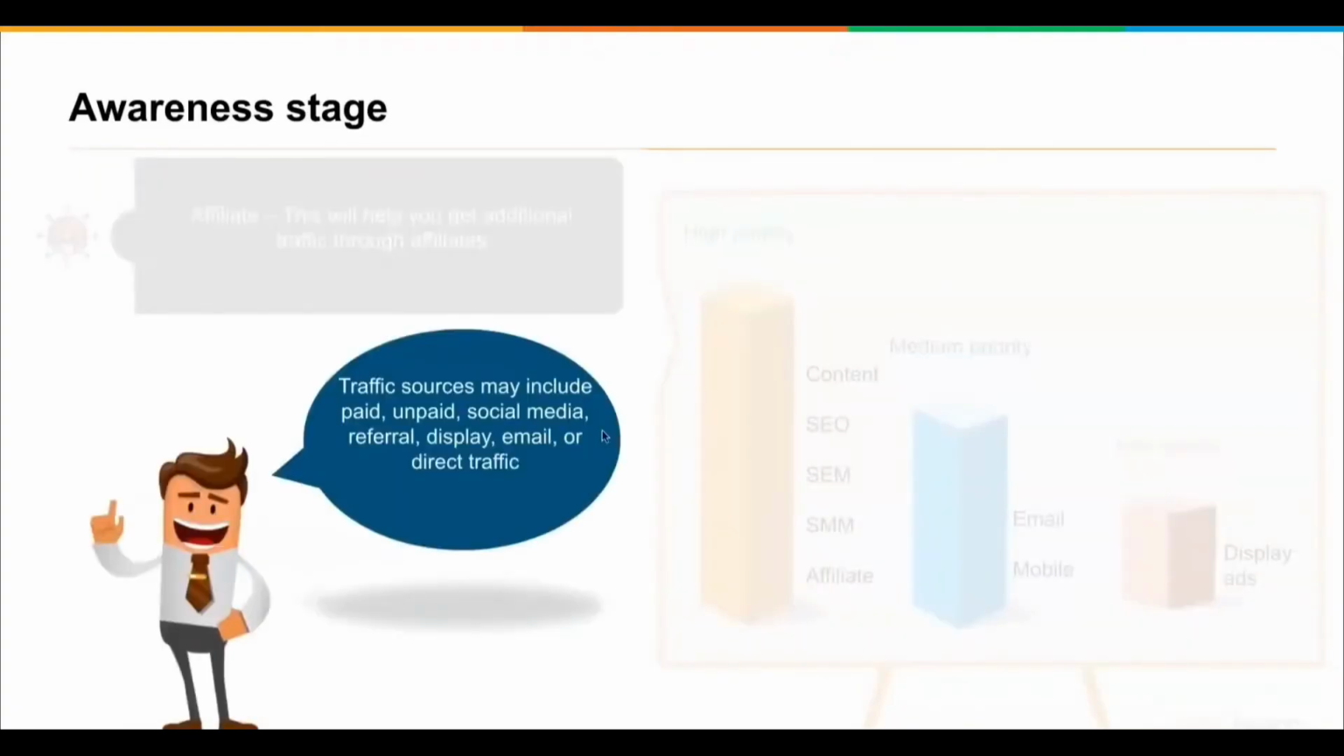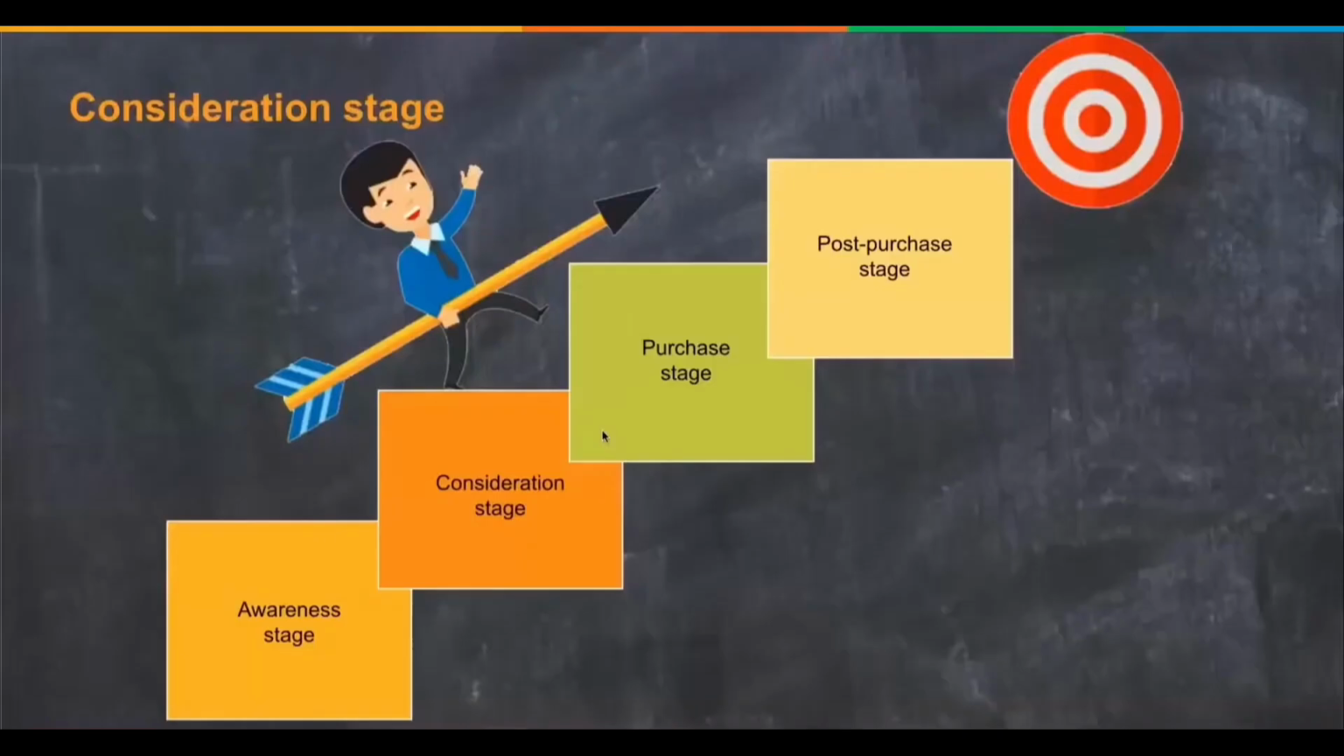So traffic sources may include paid, unpaid, social, referral, display, email, or direct. So they could come in the awareness stage from all different types of channels. Even though you're focused on content, you could still get traffic from mobile or email. So now that we got the word out via all these different marketing channels, there's that consideration stage. So, people are aware of us, now they're considering us. And that's kind of the next stage in the process.